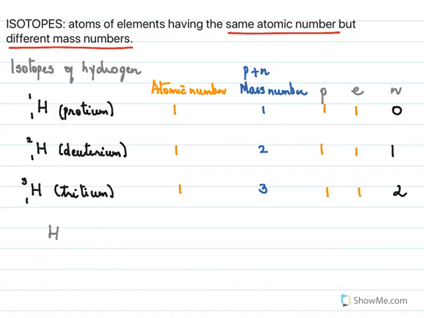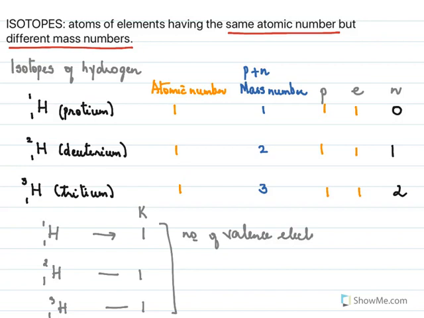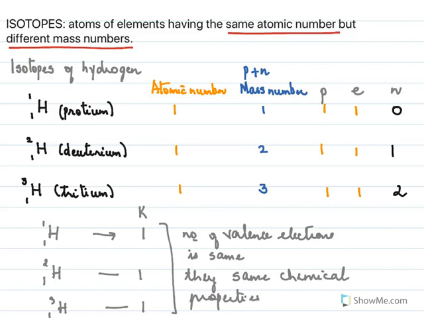So when you take the first isotope, that is protium, you see the electronic configuration is 1. The second isotope, atomic number is 1, so configuration is 1. And tritium, electronic configuration is 1. So in the K shell, all of them have got 1 electron each, and so the number of valence electrons is same. And since the number of valence electrons is same, they have similar chemical properties. So all isotopes have same chemical properties because they have the same electronic configuration and the number of valence electrons is the same.